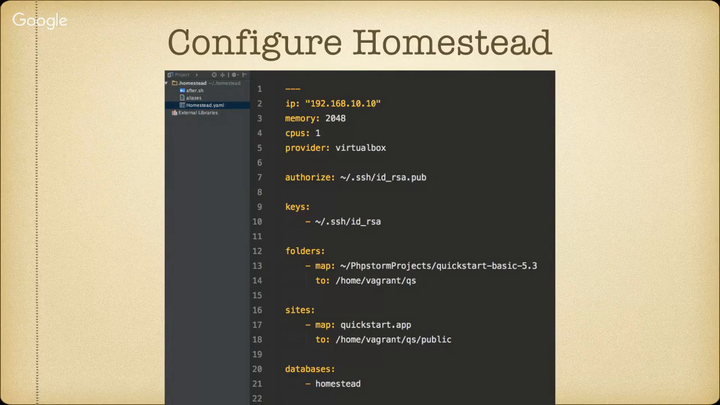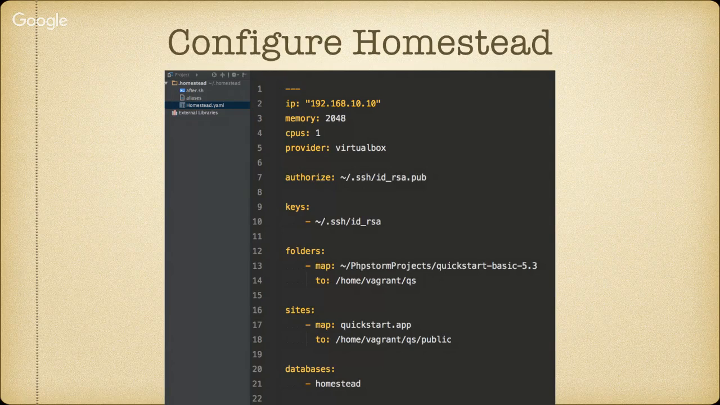For folders, we're going to map this PhpStorm project's Quickstart Basic folder to /home/vagrant/QS in the virtual machine. This is really important because this is what is going to take the files on my host operating system, in this case my Mac, and map them into the Vagrant machine, which is going to be the Ubuntu.